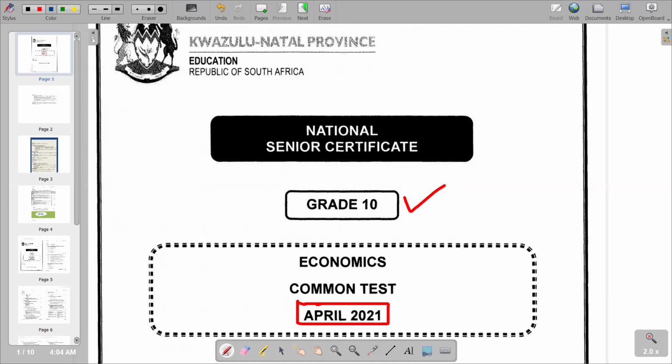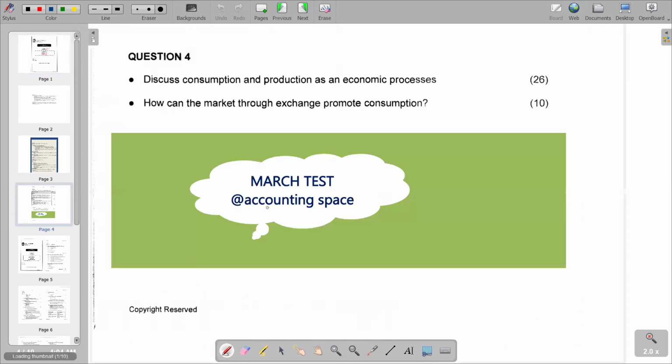So, going to our essay, you'll see that it means discuss consumption and production as an economic process, and that part is 26 marks. Then the additional part reads: how can the market through exchange promote consumption? So this is the second part with 10 marks. This adds up to 36 marks, of which your introduction is 2 marks and then a conclusion is 2 marks.